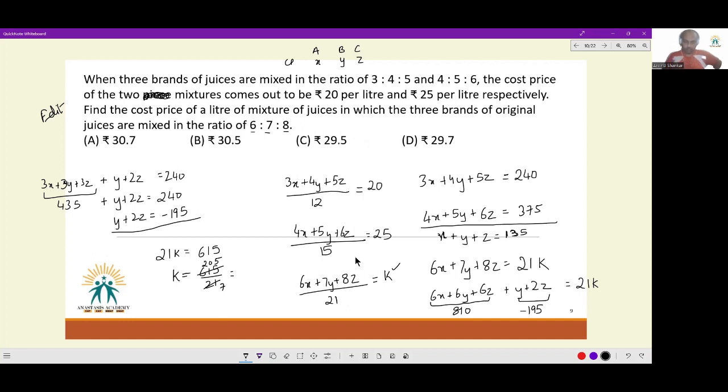Taking 25 into, let me just check. 20 into 12 is 240, fine. 25 into 15 is 375. 375 minus 240 is 135. This is fine. X plus y, basically this minus this, and then x plus y plus z is 135. This is fine. 135 into this, 435 is wrong. This is where the error has crept in.